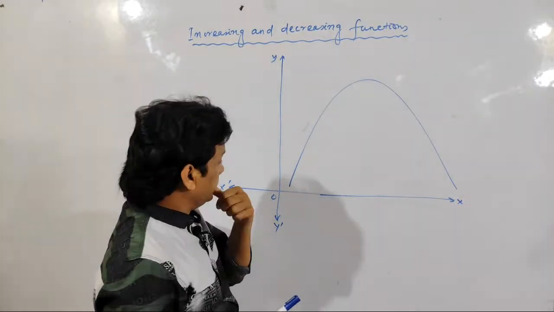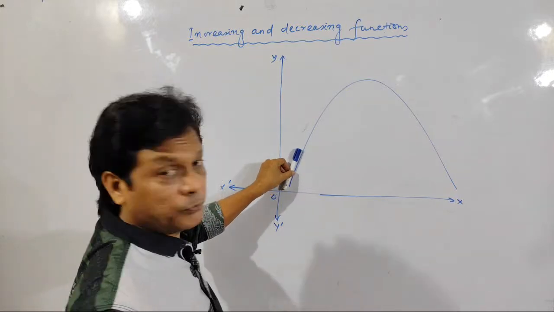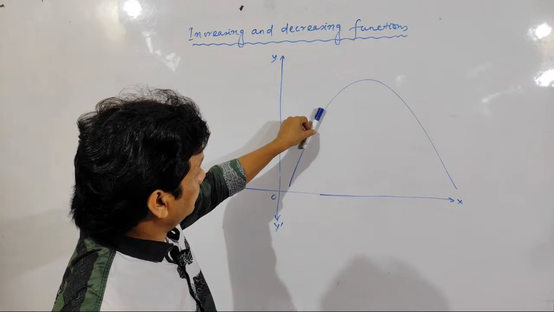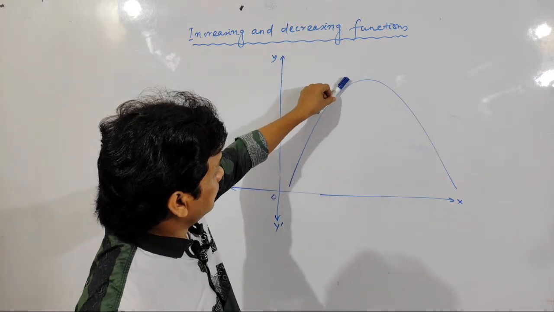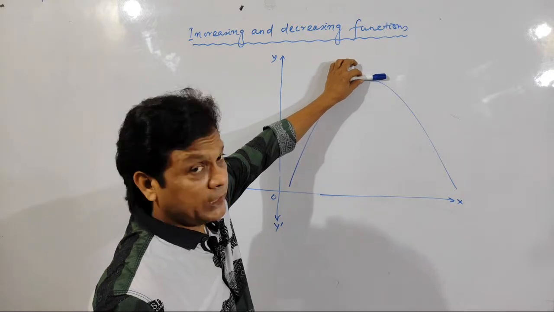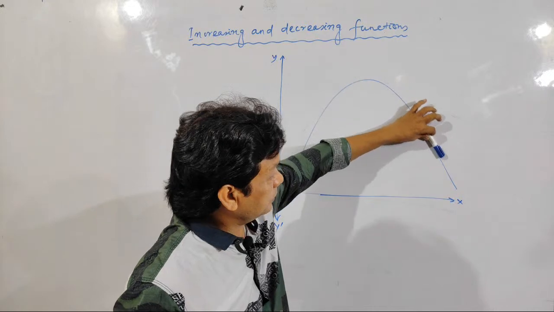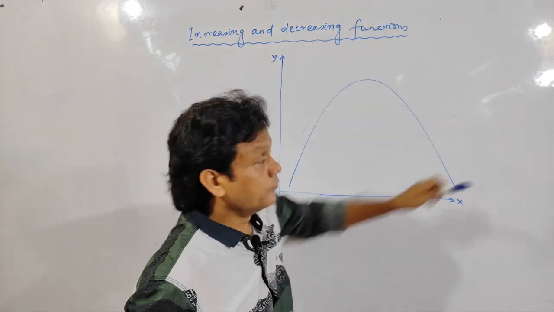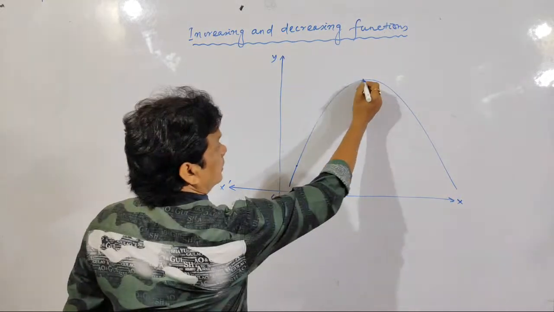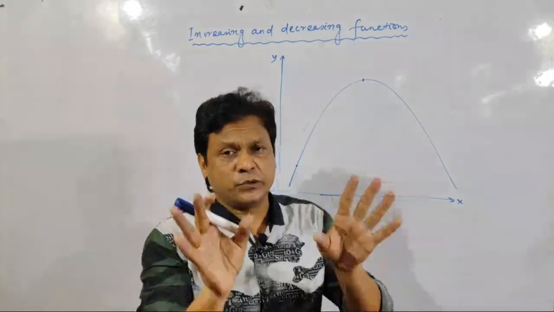and let us move the tangent from this point like this. The tangent will move like this. See here, and after some time it will become like this. That means it will be parallel to the x-axis. Then after that the tangent will move in this direction. Clear?